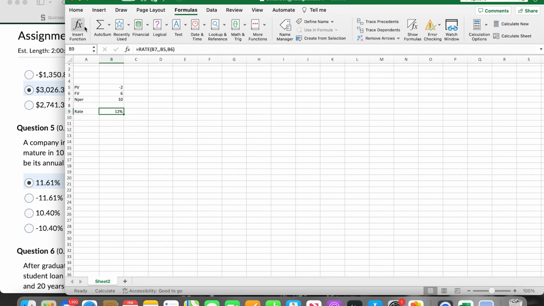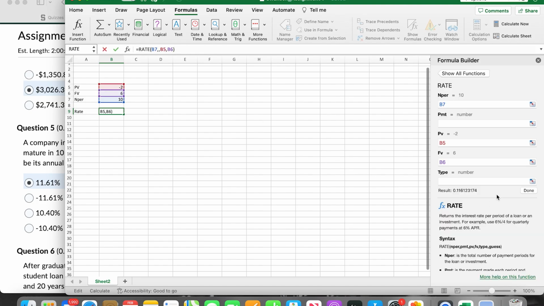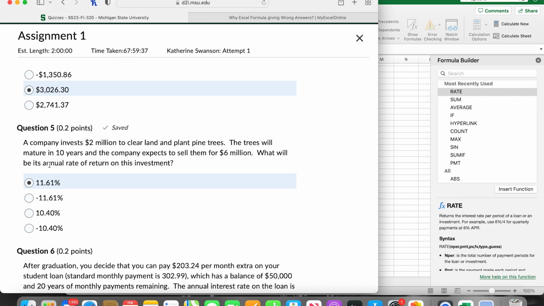Now I've been having issues with my Excel chart, so if you look here, it does say that the result is 11.61. I'm just having some issues trying to show that it is in fact that on my display. But all my calculations are correct. So it's 0.1161. In percentage, that's going to be 11.61%, and that is our answer.